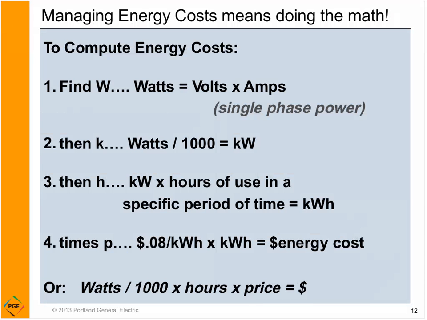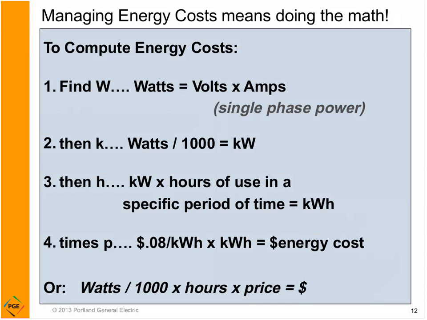Find the W. That could come from looking at a label, or you might have to take volts times amps, but usually it's the label. Then divide by 1,000 to get to kilowatts. The number of hours of use is probably the most mysterious and unmonitored number to get to energy costs. People really don't have a good understanding.